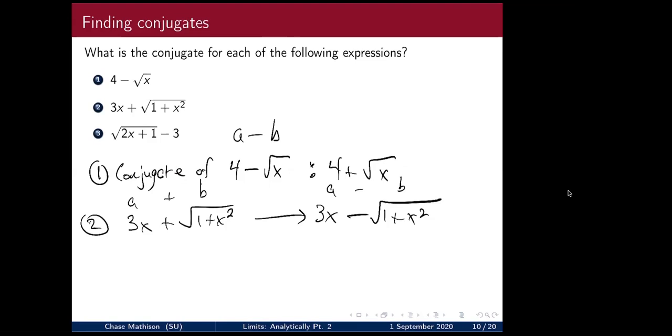Okay, last one. What's the conjugate of the square root of 2x plus 1 minus 3?